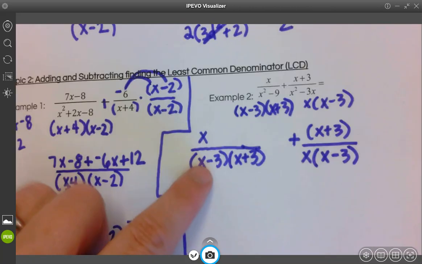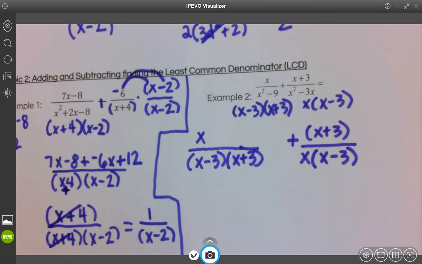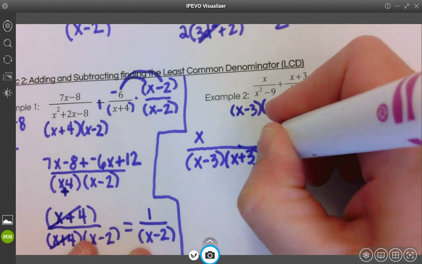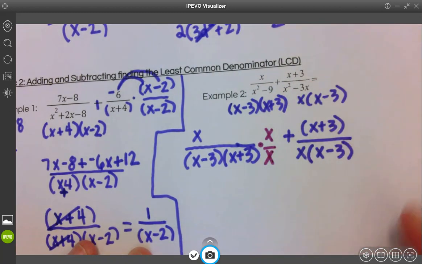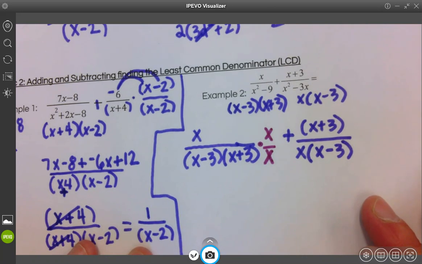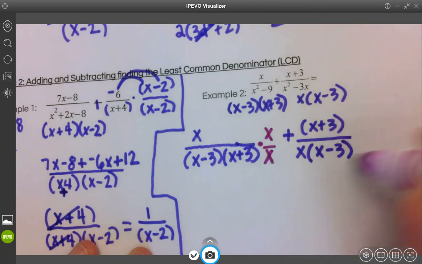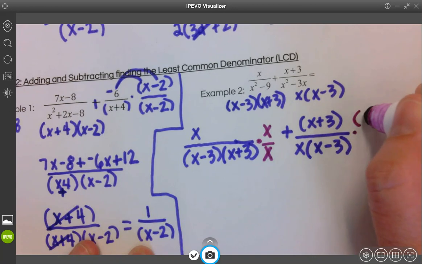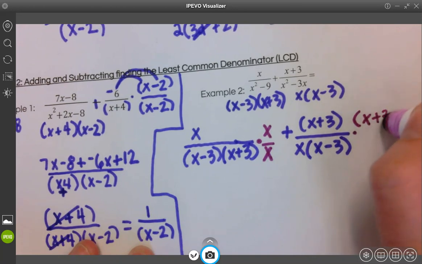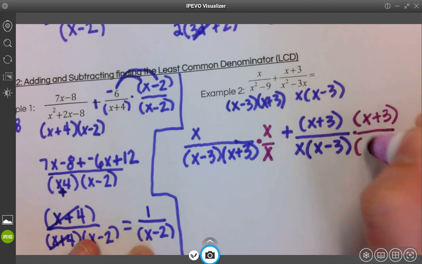Okay? So I need all three of those factors, x plus 3, x minus 3, and the plain x. So this one is missing what in its denominator? X. So I'm going to multiply it times x over x. All right, just like in the warm-up, we can multiply a fraction by 3 over 3. You can multiply by x over x. What is this one missing in its denominator? X plus 3. Is she right? Is it x plus 3? Good. So x plus 3 over x plus 3.